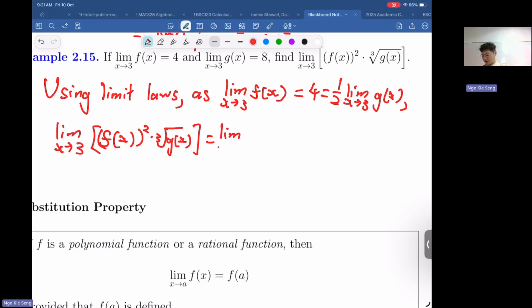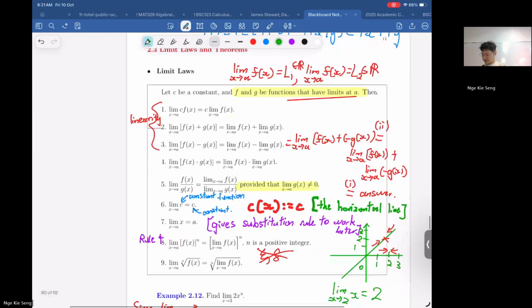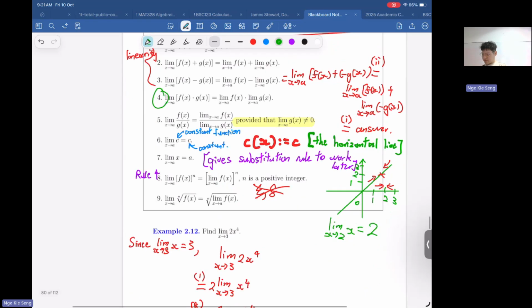Actually, if you listen to what I said yesterday, our method is like working backward. So maybe let's do two types of step here. What's the number for the product rule, finding the limit for a product of functions? So this is number 4.